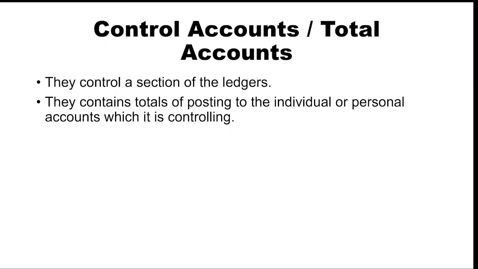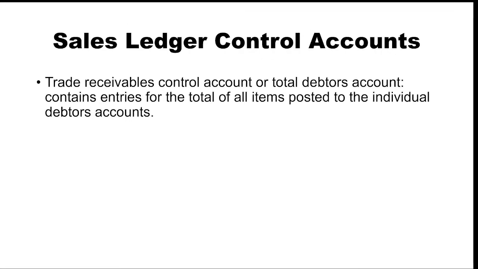Then we can also talk about the control accounts or the total accounts. They control a section of the ledgers. They contain totals of postings to the individual or personal accounts which they are controlling. So those are what we can say about the total accounts. Let's start with the first one, the sales ledger control account. This one can also be known as the trade receivable control account or a total debtors account. It contains all entries for the total of all items posted to the individual debtors accounts.